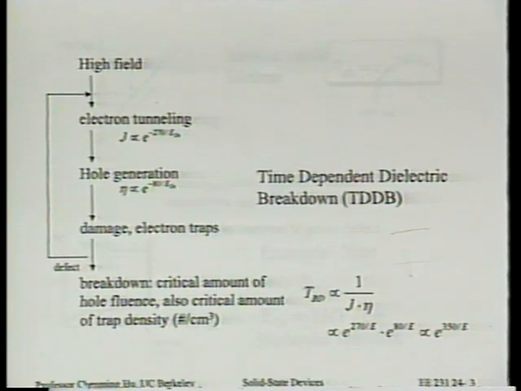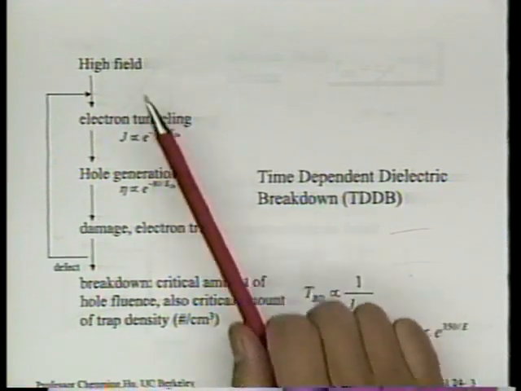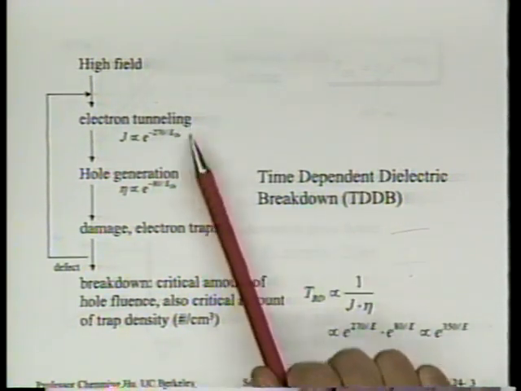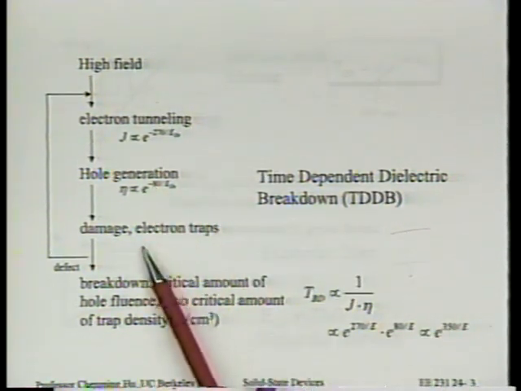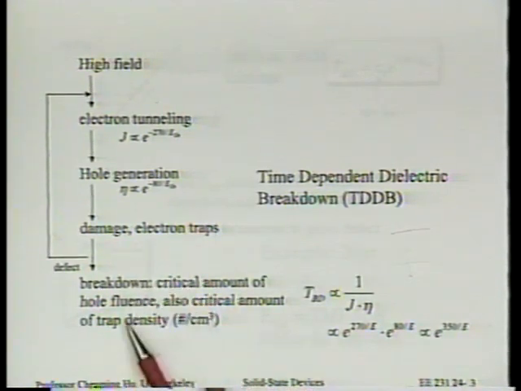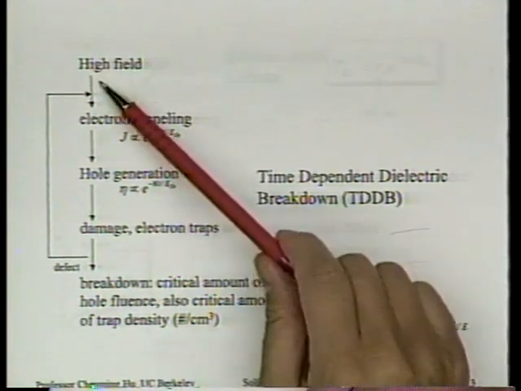And so this is a scenario for breakdown. Okay? High field leads to electron tunneling. Electron tunneling leads to hole generation. That leads to electron trap generation, and eventually leads to breakdown. Okay? All right. And finally, we want to add one concept in this picture, that there's feedback.